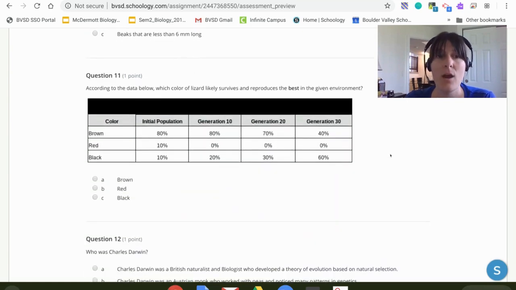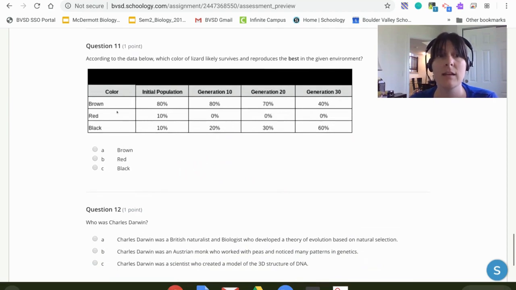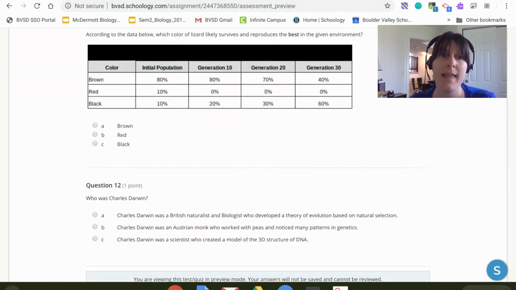Question 11. According to the data below, which color of lizard likely survives and reproduces the best in the given environment? The colors of lizards are brown, red, and black. And these numbers show the percent of the population initially, after 10 generations, after 20 generations, and after 30 generations. The options are A, brown, B, red, or C, black.